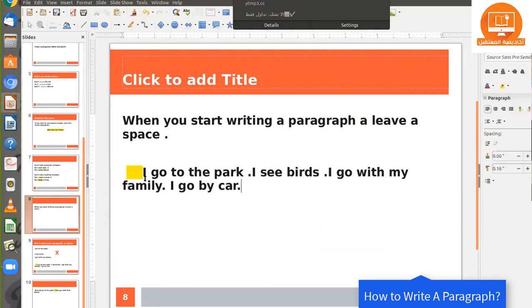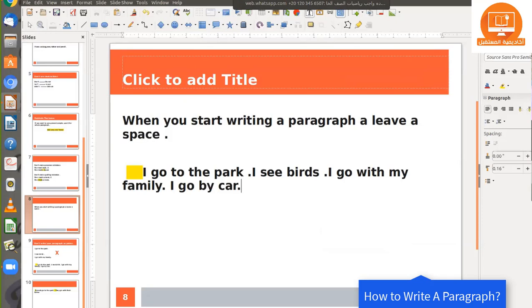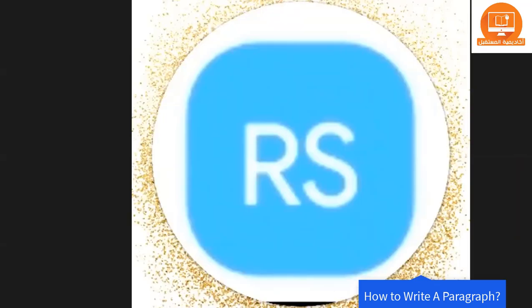When you start your paragraph, leave a word-sized space and then begin, to tell me that you started your paragraph. Okay. So please follow the instructions. Any problem?